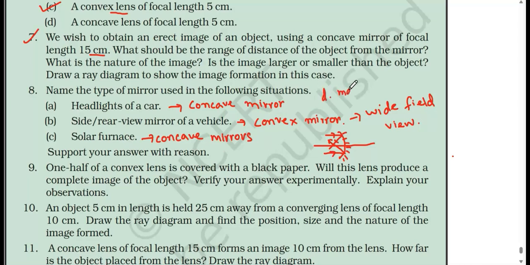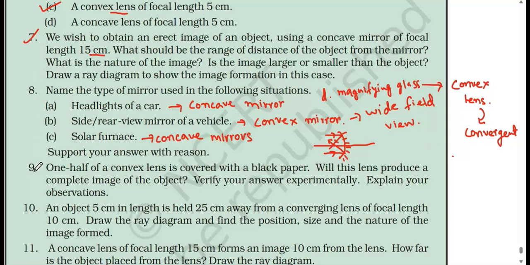Same way, if anyone asks you another question, suppose there is a part which is D. In case of magnifying glass, so in magnifying glass, we are going to use convex lens. Why? Because convex lens is convergent in nature, just like your concave mirrors. Okay, is it clear to all of you?